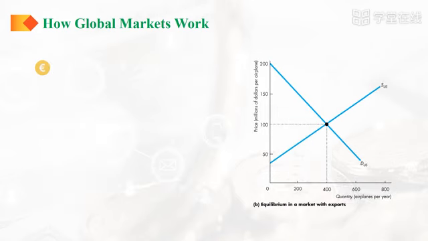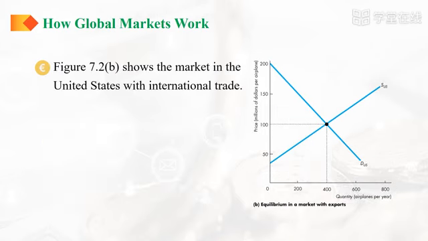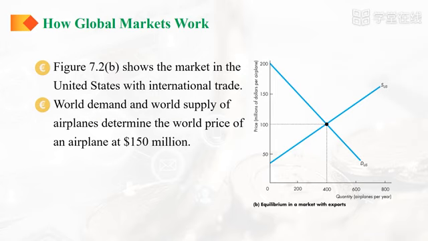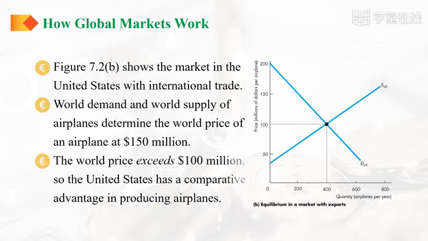Figure 7.2b shows the US airplane market with international trade. Now the price of an airplane is determined in the world market, and the world price is higher than $100 million, which means that the United States has a comparative advantage in producing airplanes. The world price line shows the world price at $150 million.